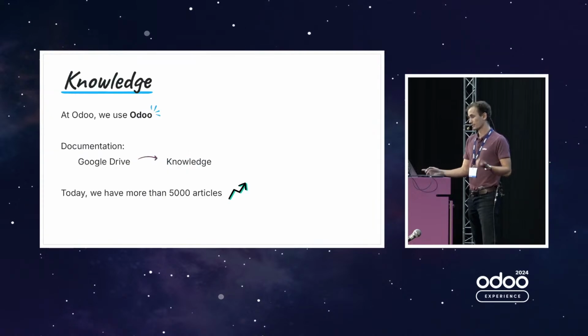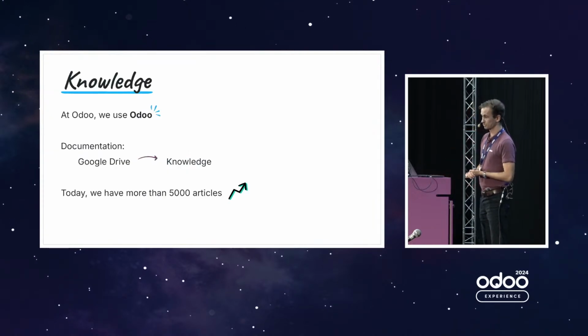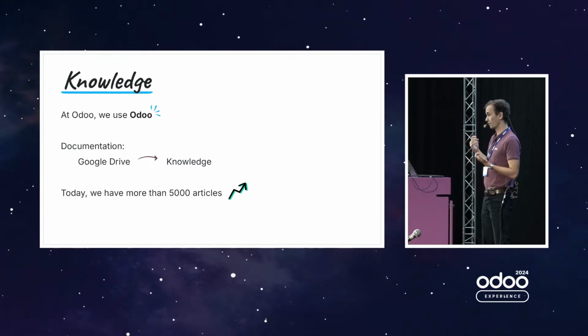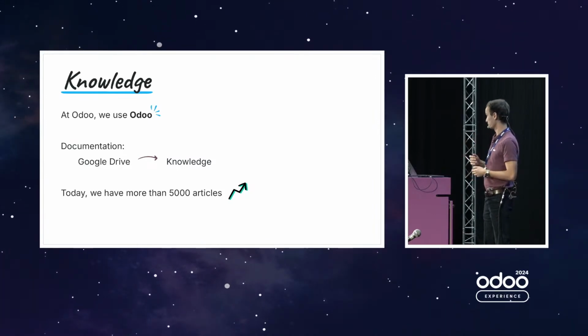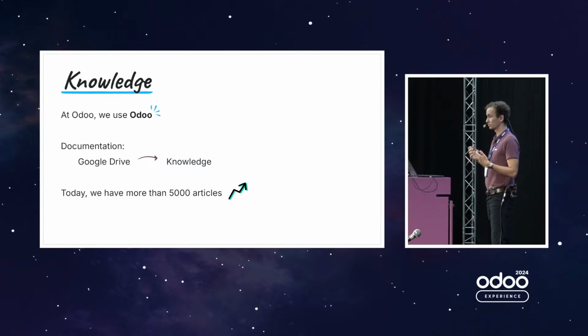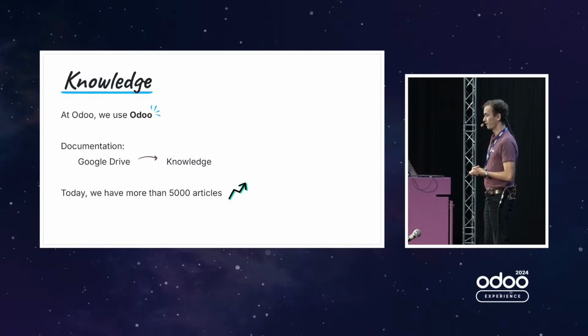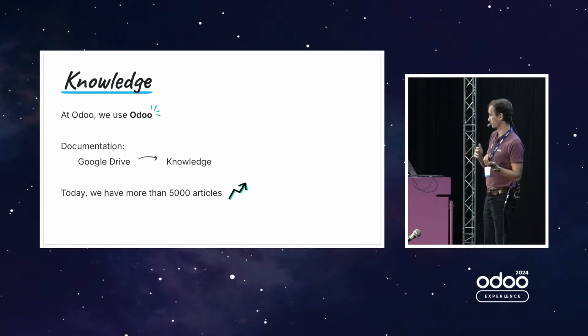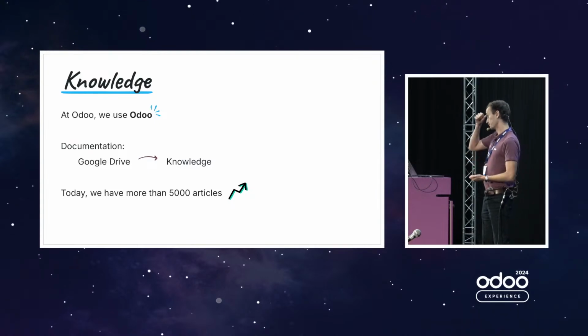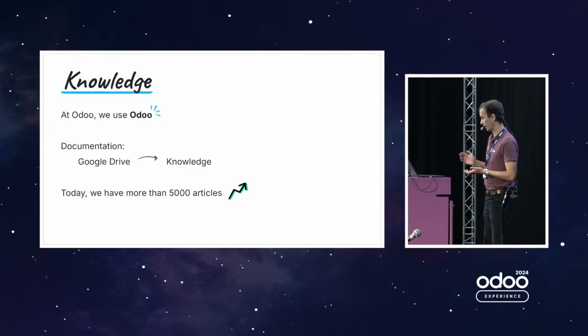And at Odoo we love to use the software we are developing, and we use the software we created to make sure that we don't have any bugs or issues, and that the software we are releasing solves the problem we wanted to solve. So we migrated all of our documentation from Google Drive to Knowledge, and today we have more than 5,000 articles.